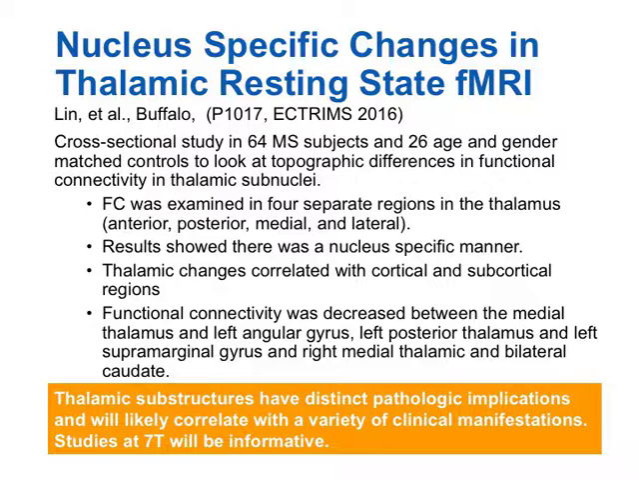Thalamic changes correlated with cortical and subcortical regions as a whole, and functional connectivity was decreased between the medial thalamus and the left angular gyrus, between the left posterior thalamus and the left supramarginal gyrus, and the right medial thalamus and bilateral caudate nucleus. So what this shows us is that the thalamus is an important structure, and where the thalamus connects in the different substructures is also of importance. And these authors very elegantly showed this using functional connectivity.